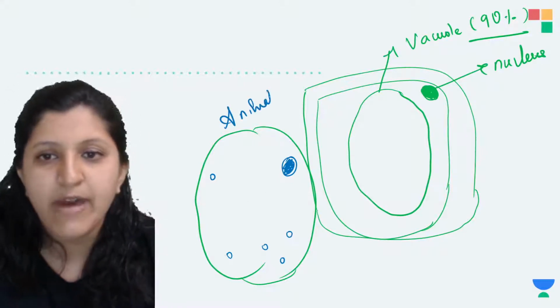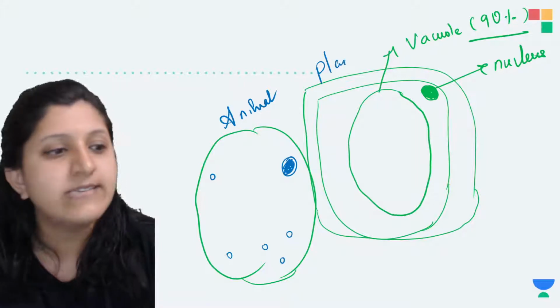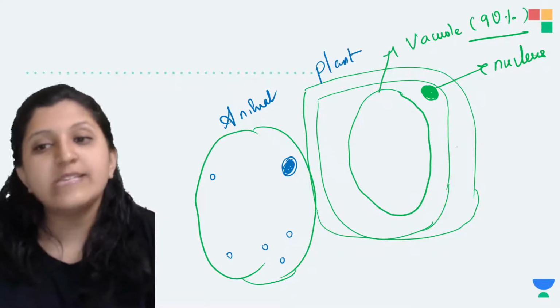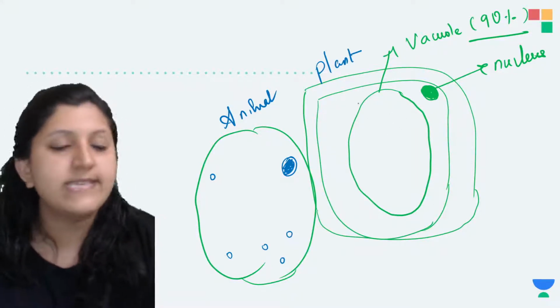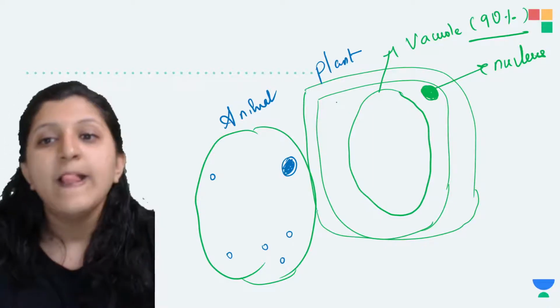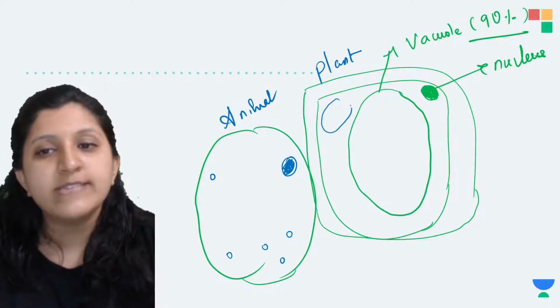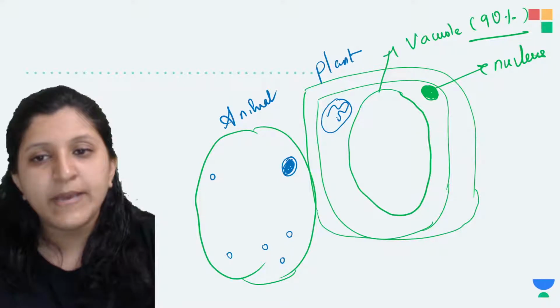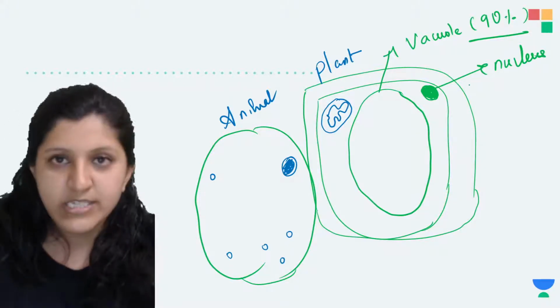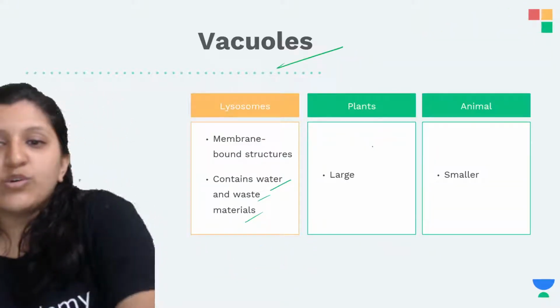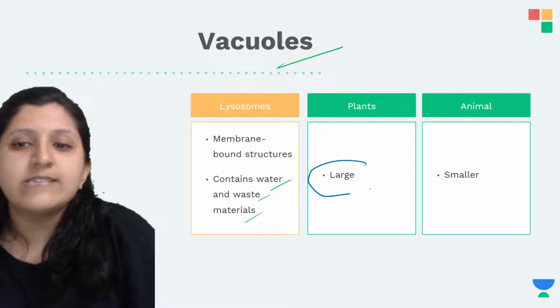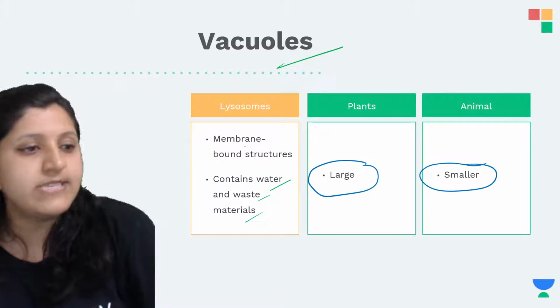So this is an animal cell and this is a plant cell. You can see 90% of the space is taken by the vacuole itself. The rest of the organelles, like mitochondria, might be there taking the space. So in plants the vacuole is large, and in animals it is smaller.